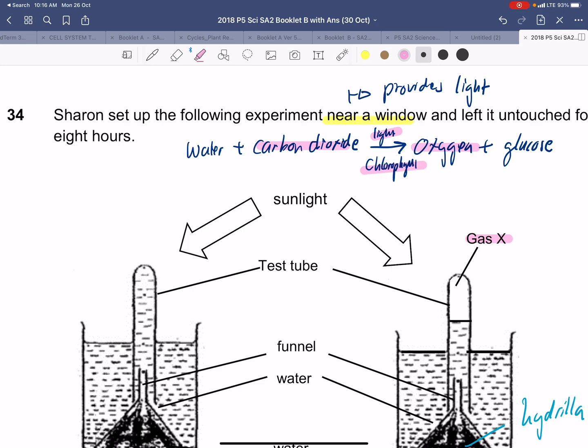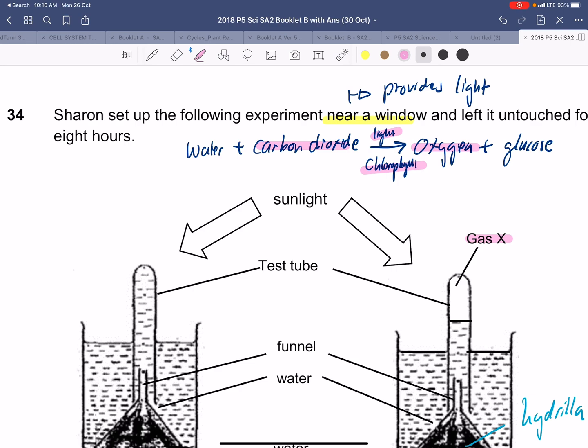Now some of you have also talked about chlorophyll, but obviously you cannot just inject chlorophyll into your plant cells, right? So what many of you did was to say that, oh, you could put more hydrilla plants. We accepted that. But be careful. Sometimes they will say without changing certain components. But in this case, they didn't say that.